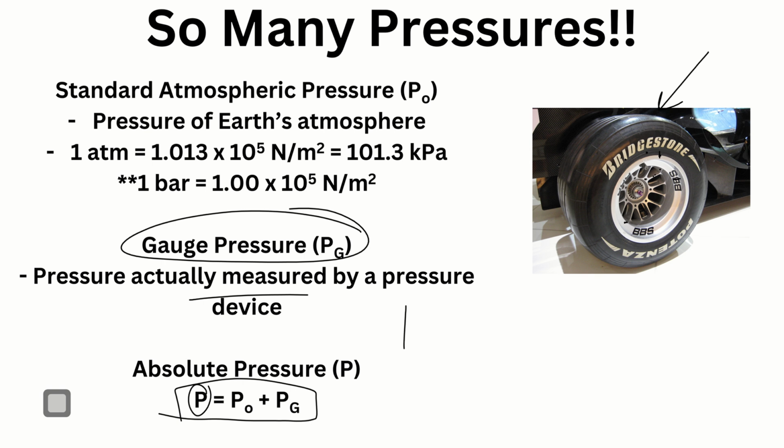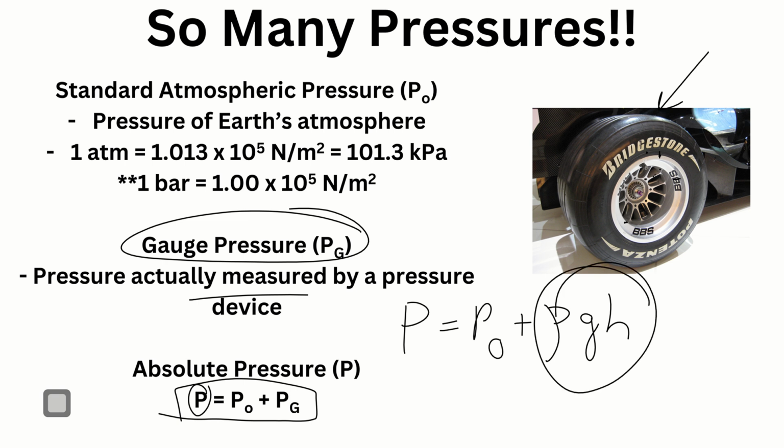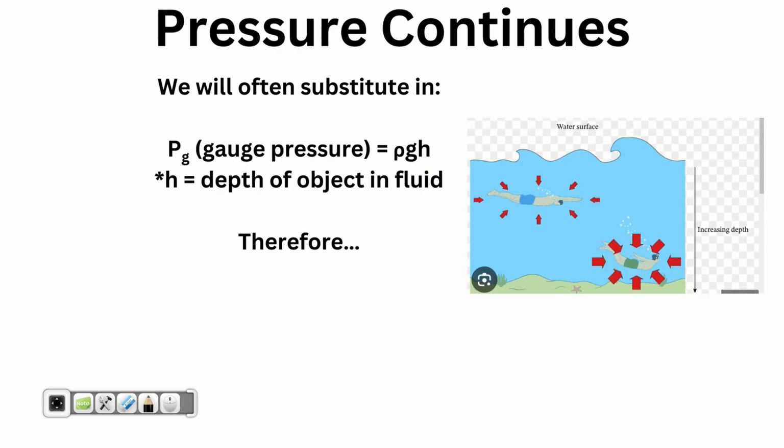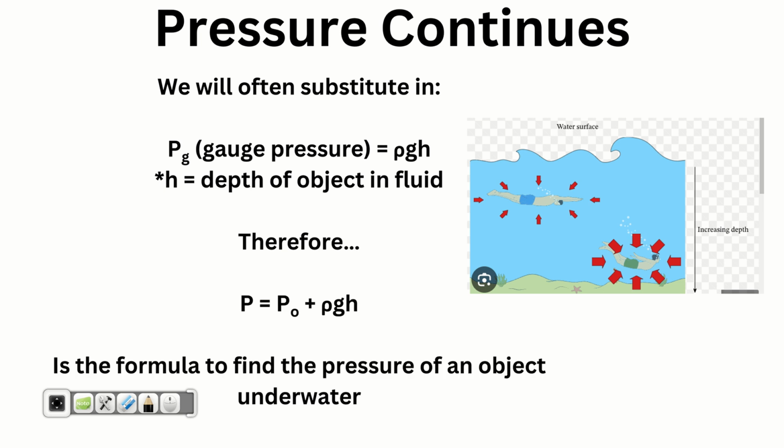Okay? So we often will see this as P equals P naught plus rho g h when we're dealing with fluids. Because this is the pressure within the fluid plus the additional pressure that's pushing down on the fluid from the atmosphere itself. So it's a combination of the two. Okay, and so that's what I have there. So we'll often substitute this in, and there you go. This is the official formula to basically figure out the pressure of an object underneath water.